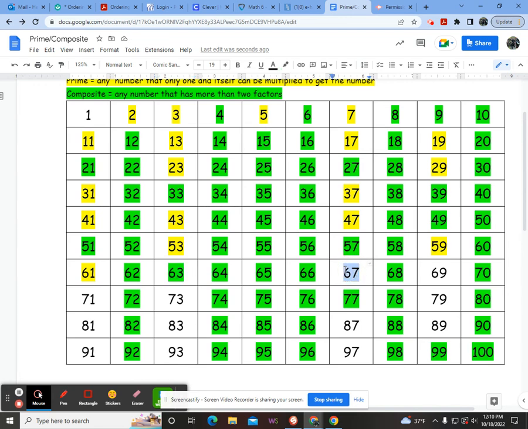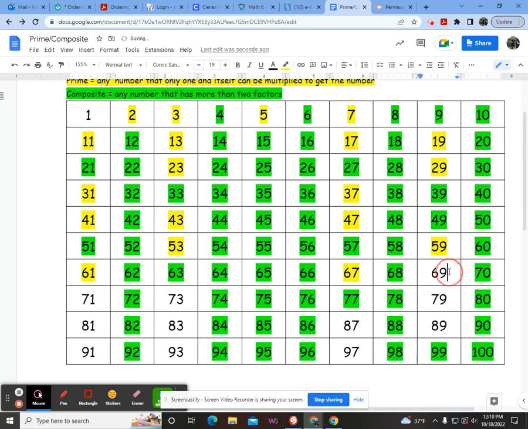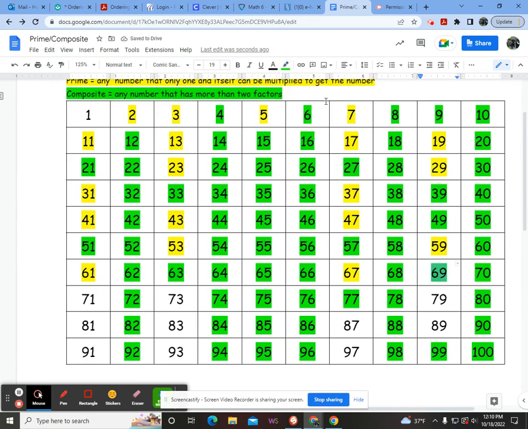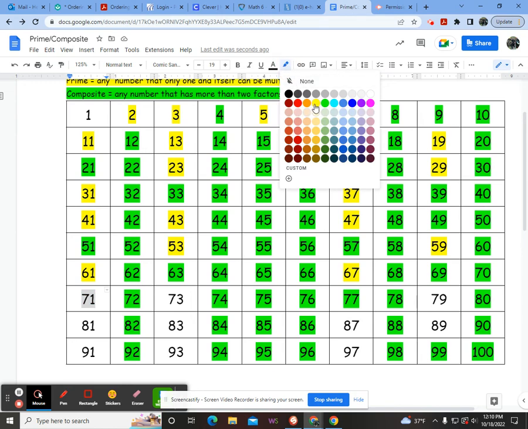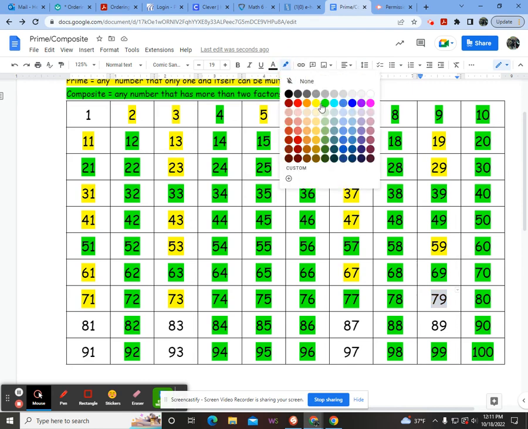67. It is prime. And 69. It is composite. 6 plus 9 is 15. 3 goes into 15. 71. It is prime, yellow. 73. It's also prime. I know these are more just a guessing. These are not necessarily facts we have memorized. And then all the way over to 79. It is also prime.